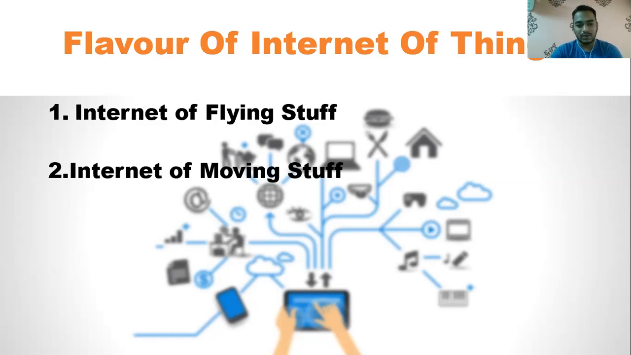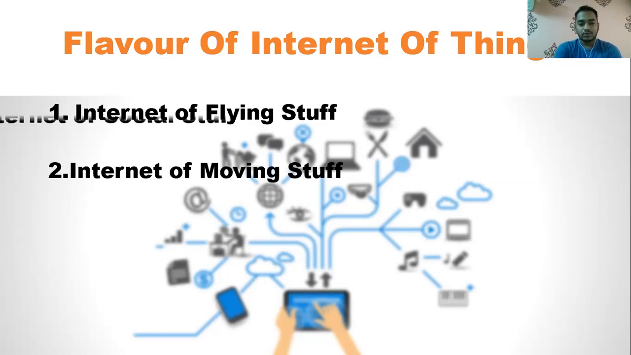In that point, moving stuff means what? The things which are moving on the earth's surface and below the earth's surface. These are examples of Internet of Moving Stuff, and this internet connected car is the best example for this point.